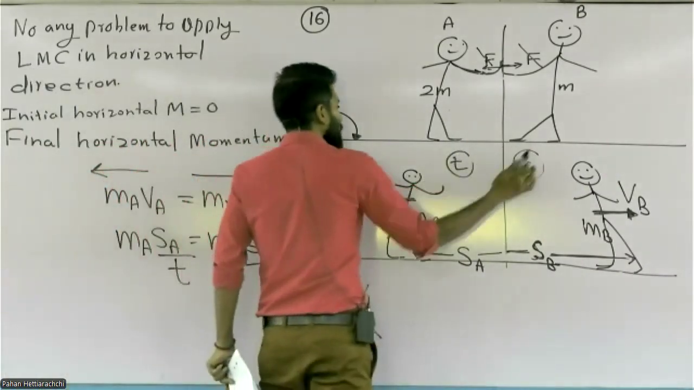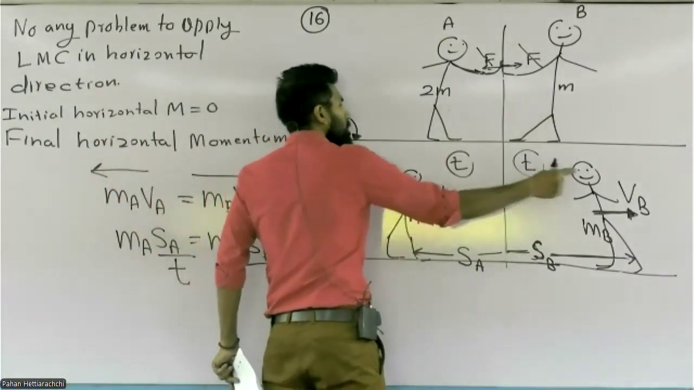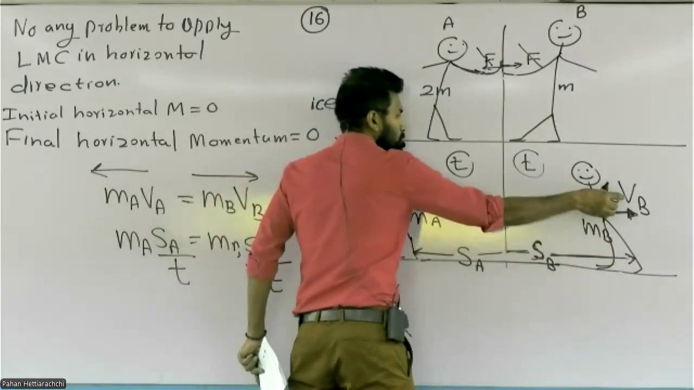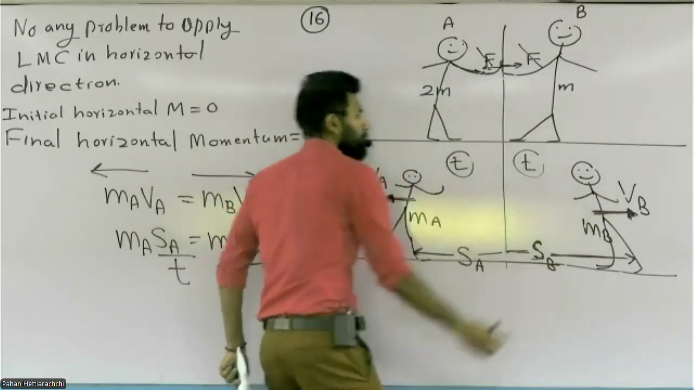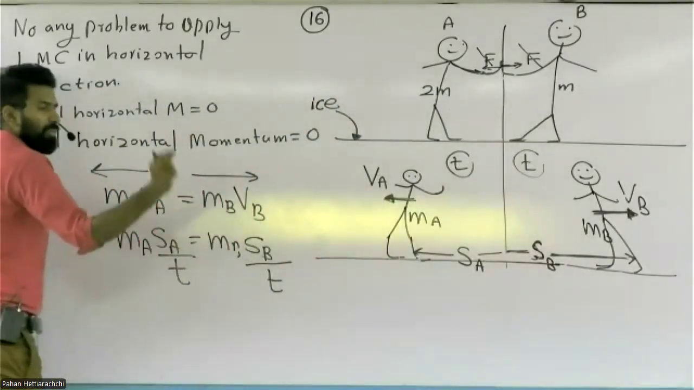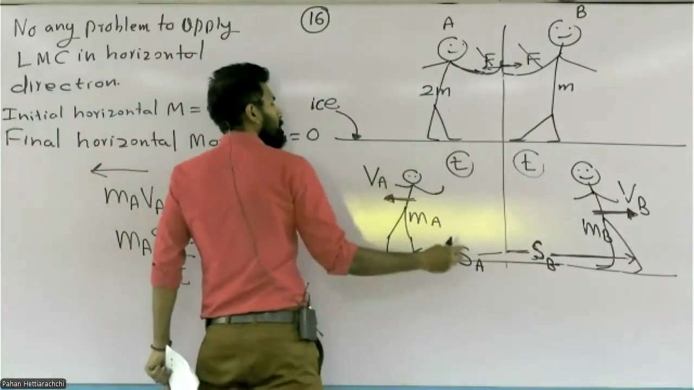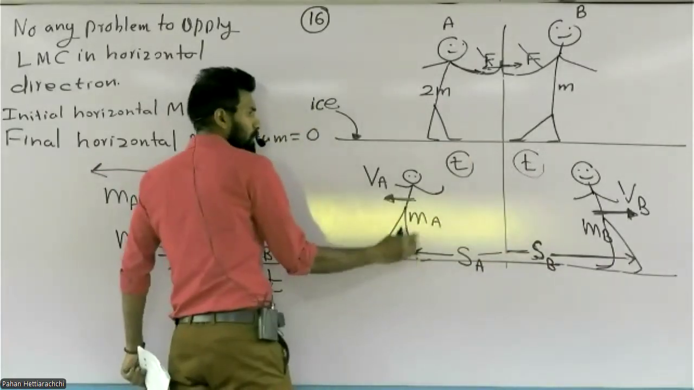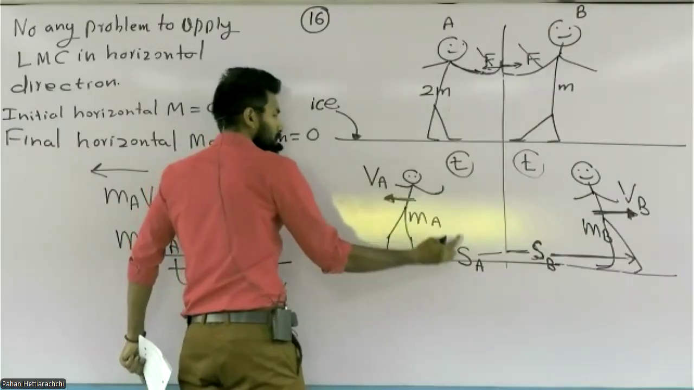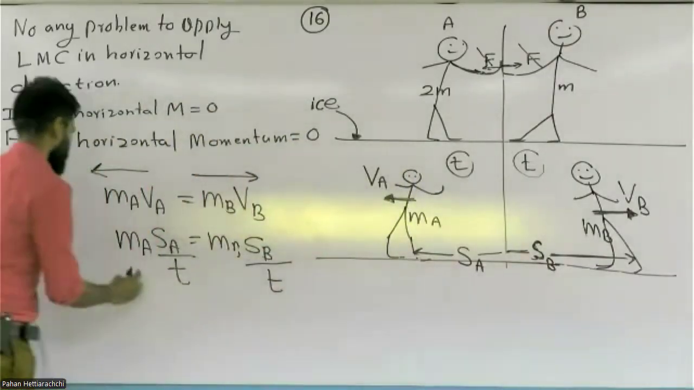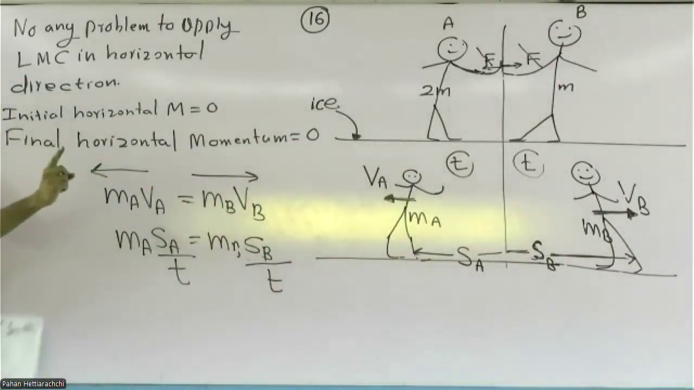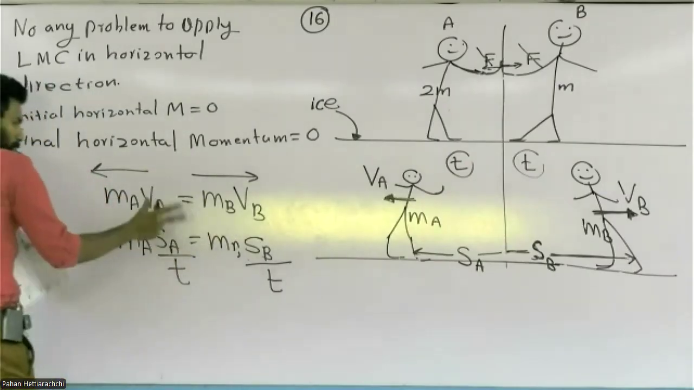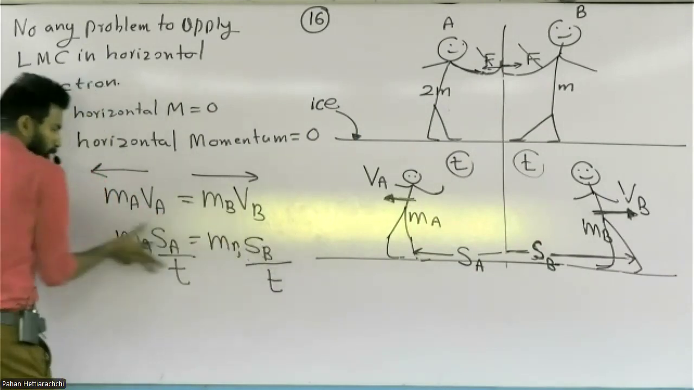In a considered time after the separation, child B has moved the distance SB. What is the method to explain his velocity? SB over t, displacement over time. Within the same time period, child A has moved in the opposite direction a displacement SA. What is the method to explain his velocity? Displacement over time, SA over t. Now, that means, wait, I'll explain. So you can write up to this position.